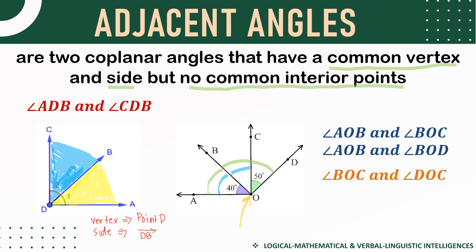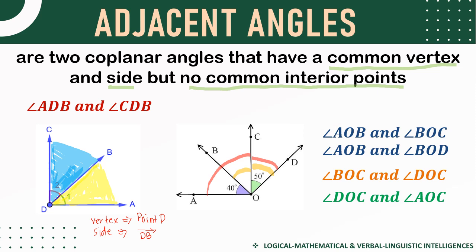Next, apart from this, we can also have, okay, let me erase for a while. Next we have angle BOC. So I am referring to this portion, this angle BOC and DOC. So that means another pair of adjacent angles. Alright, one more. We can also have angle DOC paired with AOC. So this one. We can also have this pair of angles which we classify as adjacent.